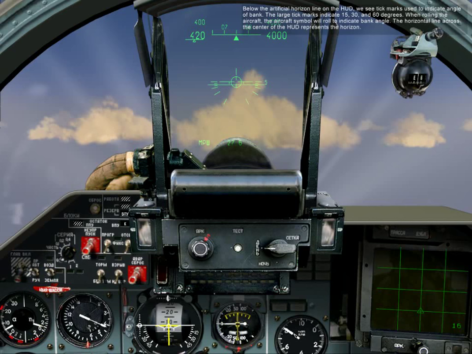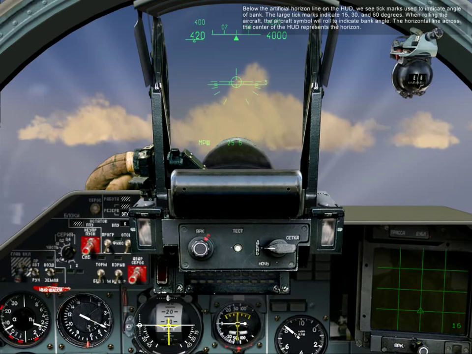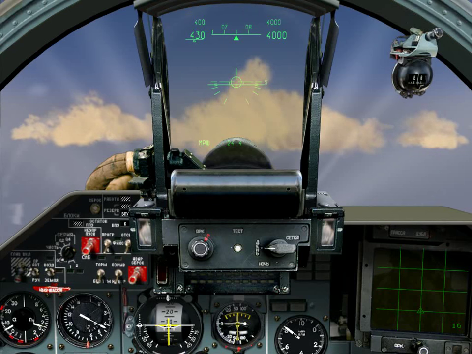Below the artificial horizon line of the HUD, we see tick marks used to indicate angle of bank. The large tick marks indicate 15, 30, and 60 degrees. When rolling, the aircraft symbol will roll to indicate bank angle. The horizon line across the center of the HUD represents the horizon. The number to the right of the artificial horizon line indicates the pitch angle.